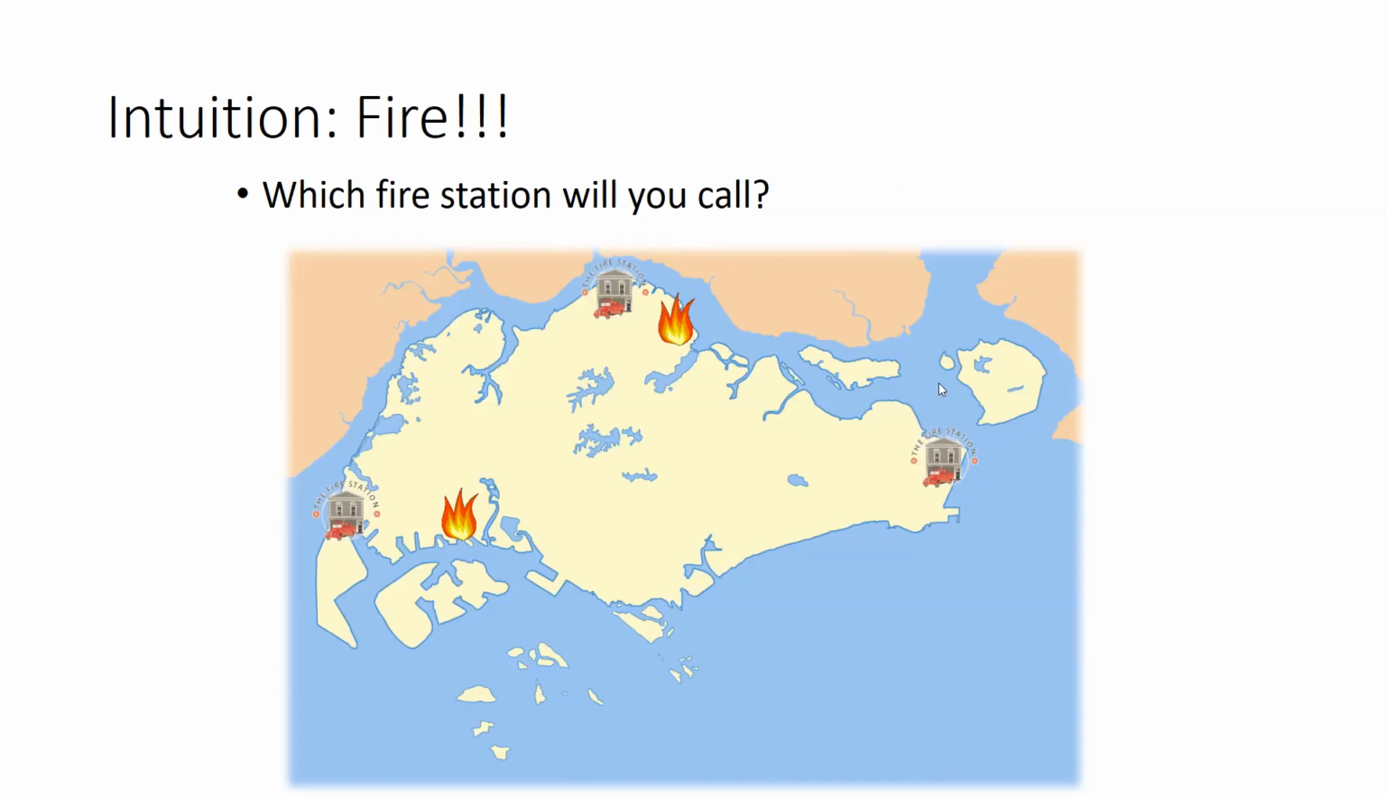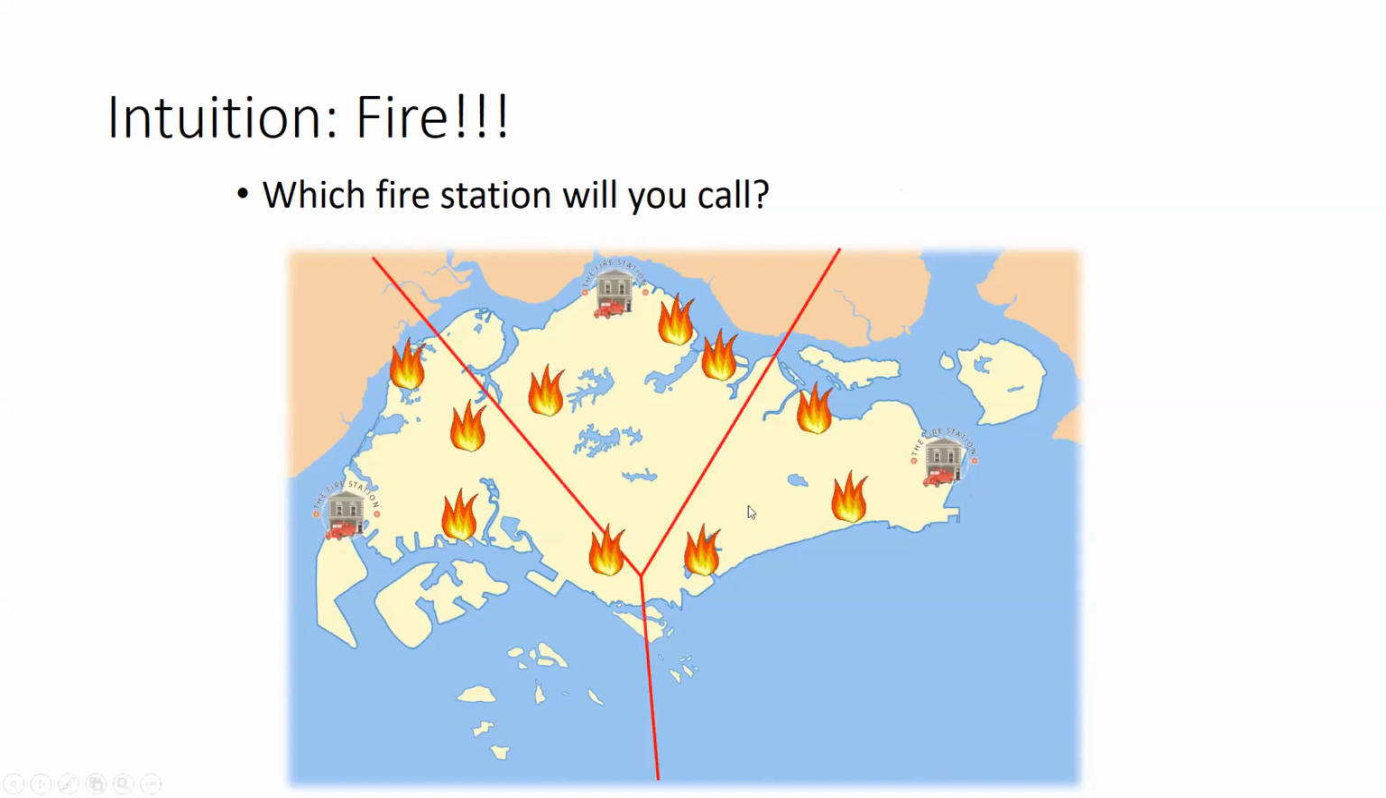How do we divide the land? If you want to divide the land, you want to divide it in this way. You can see that this one is the perpendicular bisector between these two, this one is the perpendicular bisector between these two, and this one, of course, is the perpendicular bisector of these two. So how do we construct this diagram?